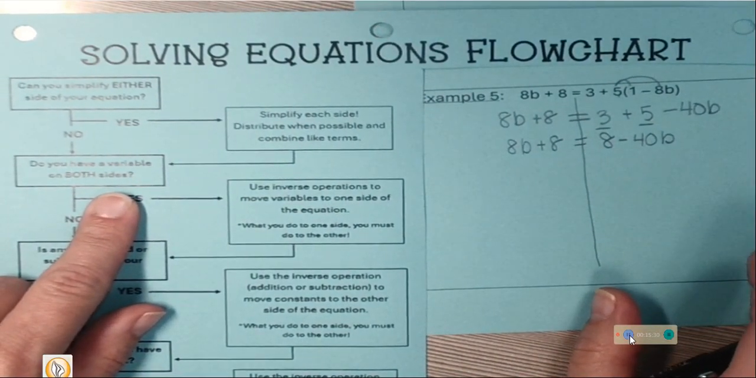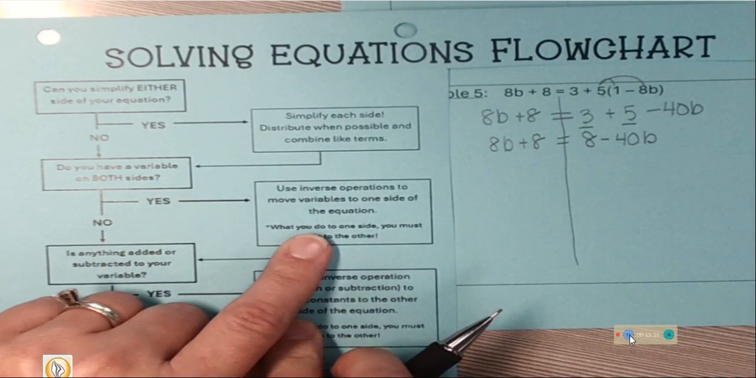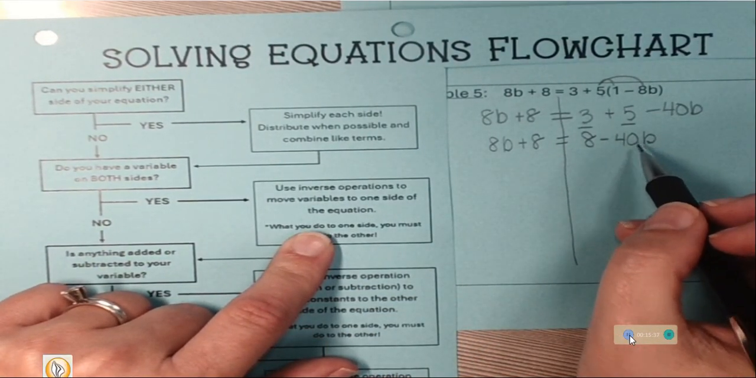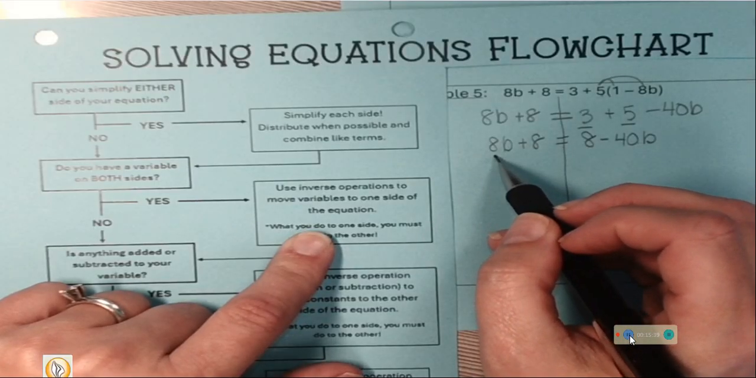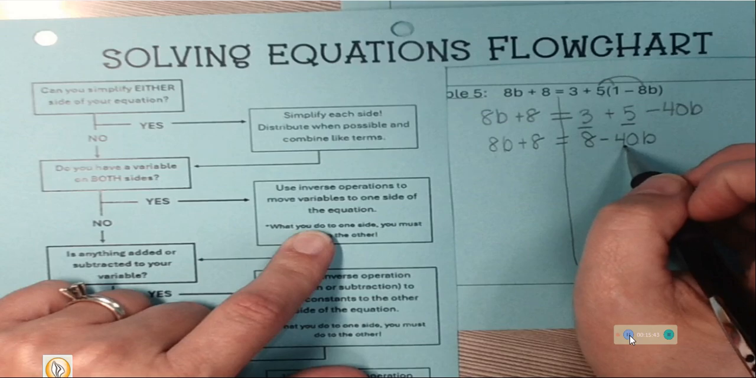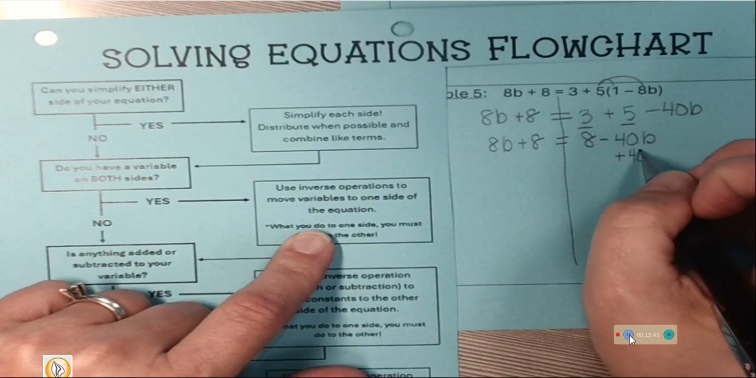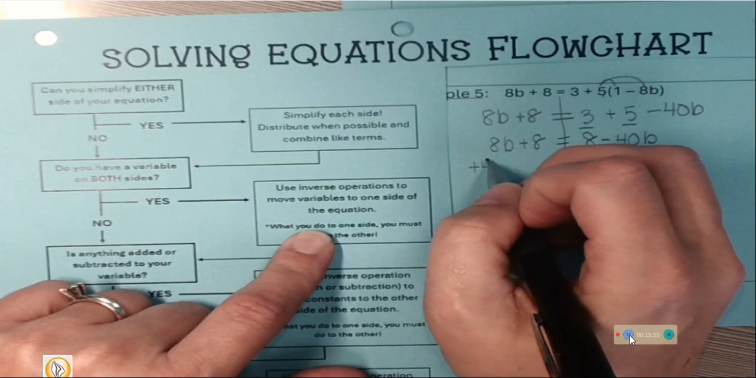Do you have variables on both sides? You do. So you're going to use your inverse operation to move your variable all to one side. I'm going to move my variables to the left. So what is the inverse of a negative 40b? Very good. Opposite is a positive 40b.